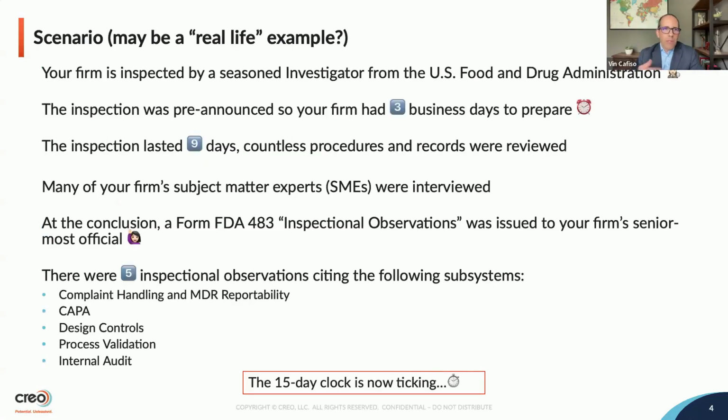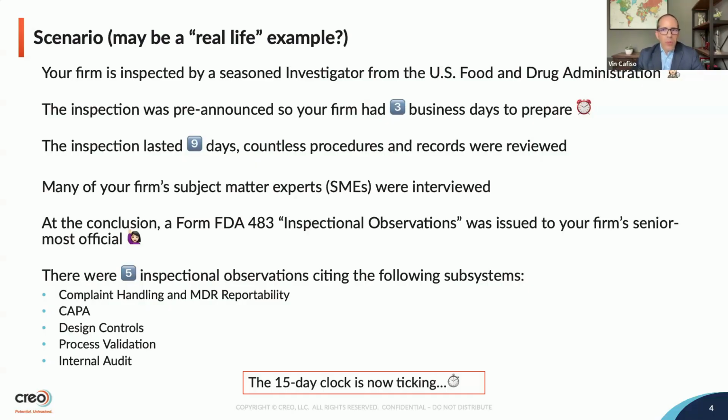Okay. So here is the scenario. This scenario is something that happened to me both as a consultant and in real life, as a head of quality for a medical device or in vitro diagnostic company. Maybe not in terms of the impact of the scenario, but I have certainly had the scenario where we are being inspected by a seasoned investigator from the United States Food and Drug Administration, right?